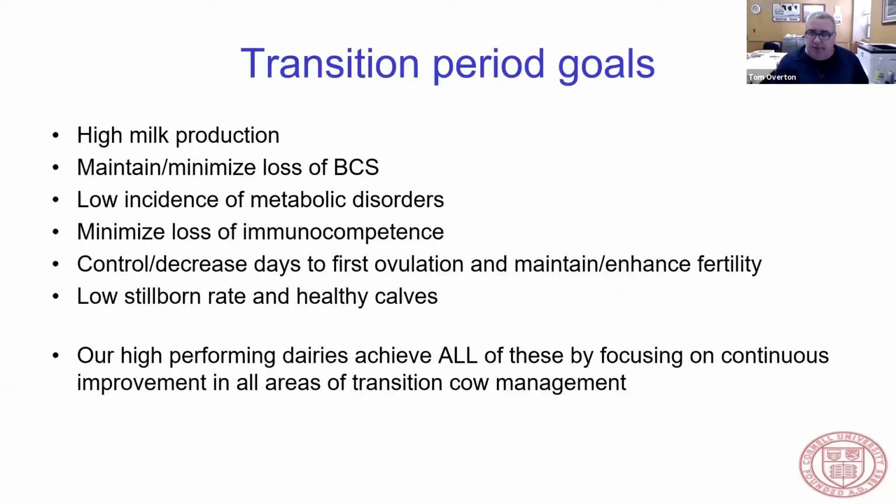So when we think about our goals for successful transitions, we have high expectations. We want these animals to calve successfully and make a lot of milk. We want to maintain or minimize loss of body condition in early lactation, so no more than half a body score unit or so. Of course, we want to see low incidence of metabolic disorders. We want to minimize our loss of immunocompetence. We want animals that are reproductively capable, with decreased days to ovulation and ready to become pregnant. And of course, we want low stillborn rates and calves that are born alive and ready to thrive.